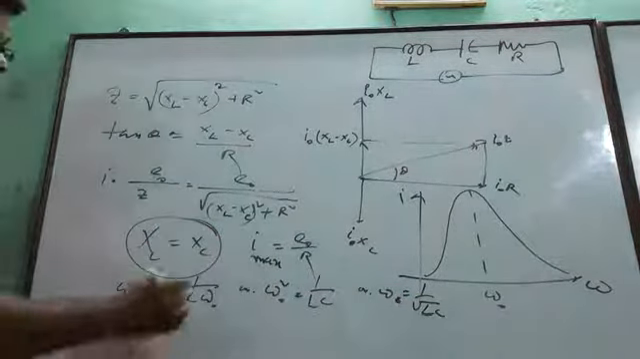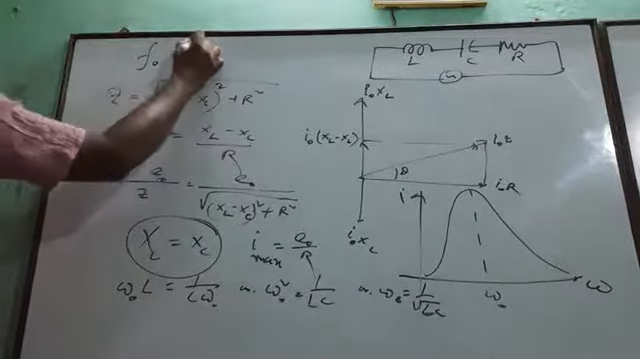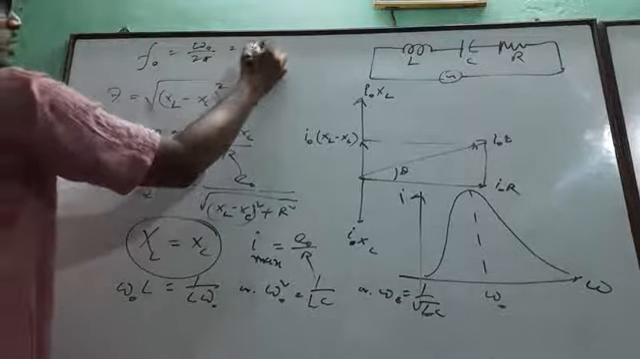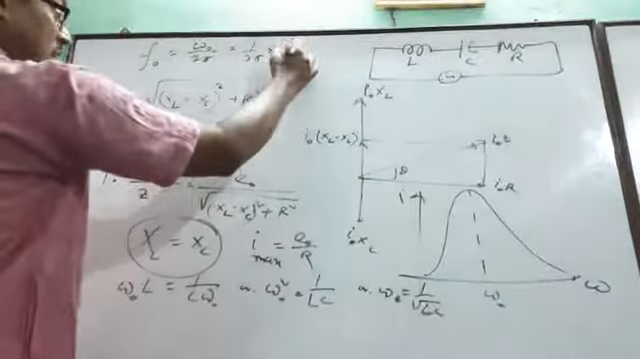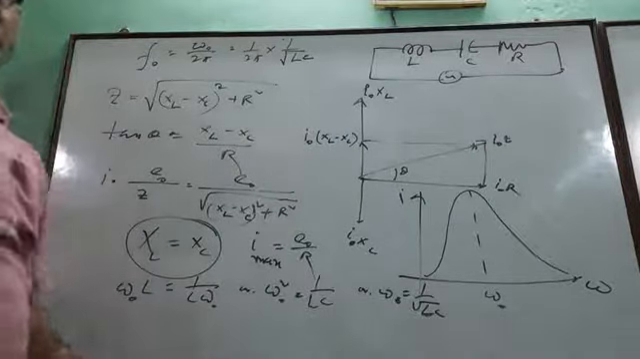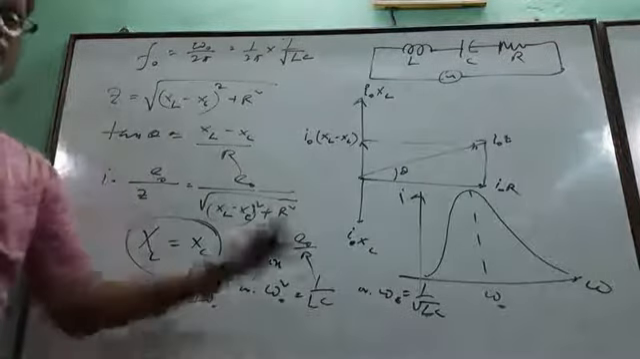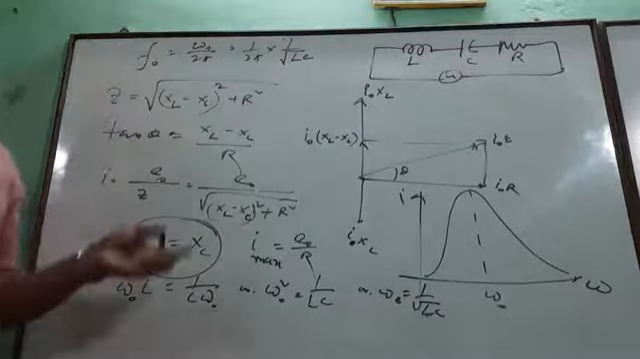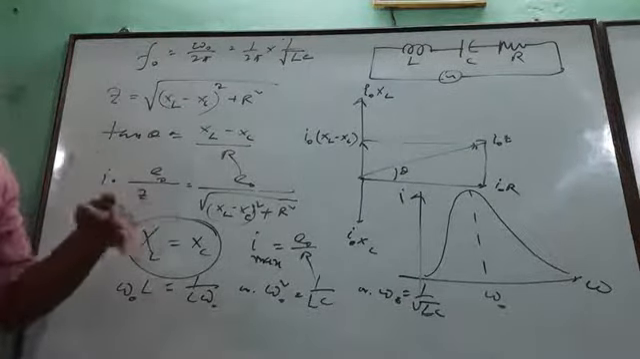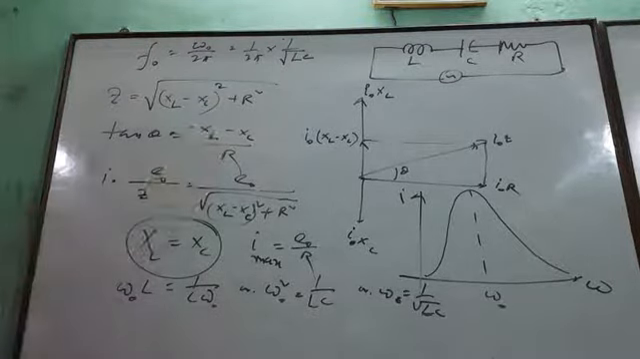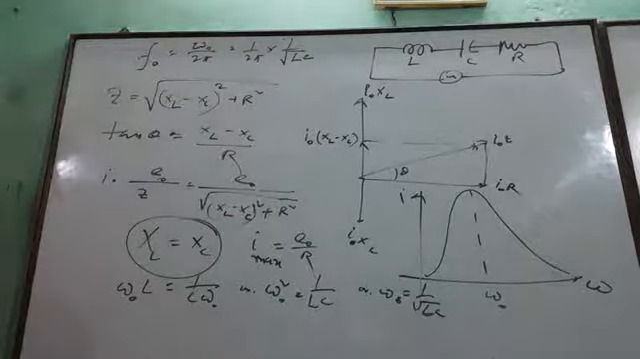So frequency f naught equals omega naught by 2 pi, so 1 by 2 pi into 1 by root of LC. So this is known as the resonant frequency, and when this frequency of AC is supplied, then the phase of inductance and capacitance will cancel each other. Then the current in the circuit becomes maximum. Okay? So this is the resonance condition.